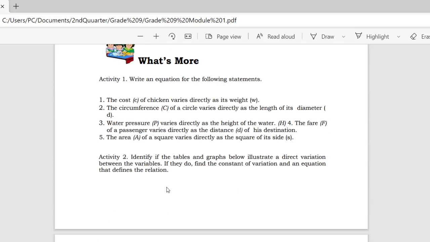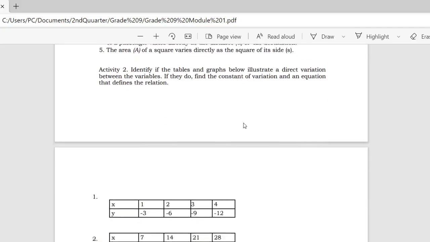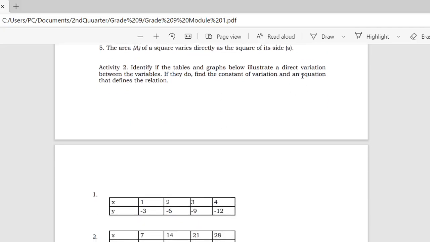In Activity 2, you just identify if the tables and graph below illustrate a direct variation between two variables. If they do, find the constant of variation and an equation that defines the relation. In number 1, you were asked to identify if the table and graph below illustrate a direct variation. So how will you know?